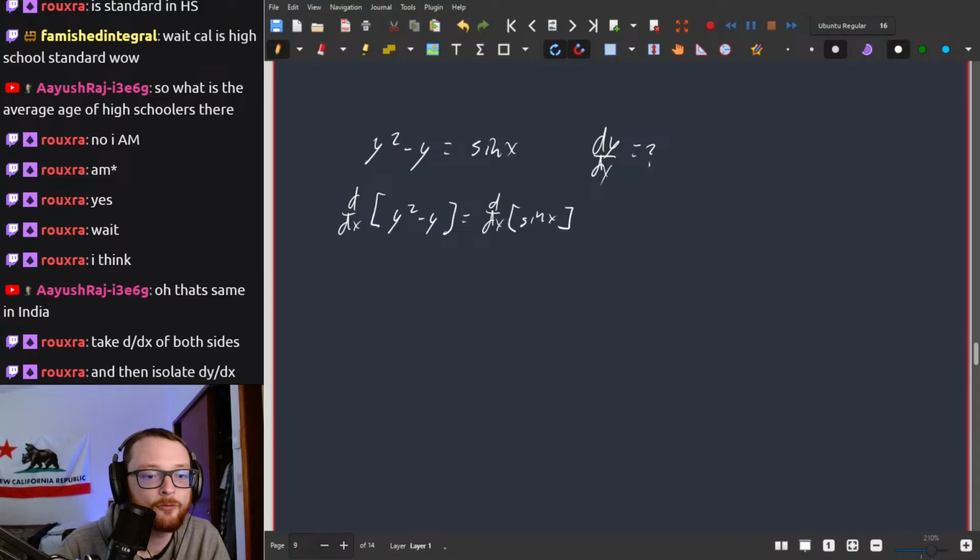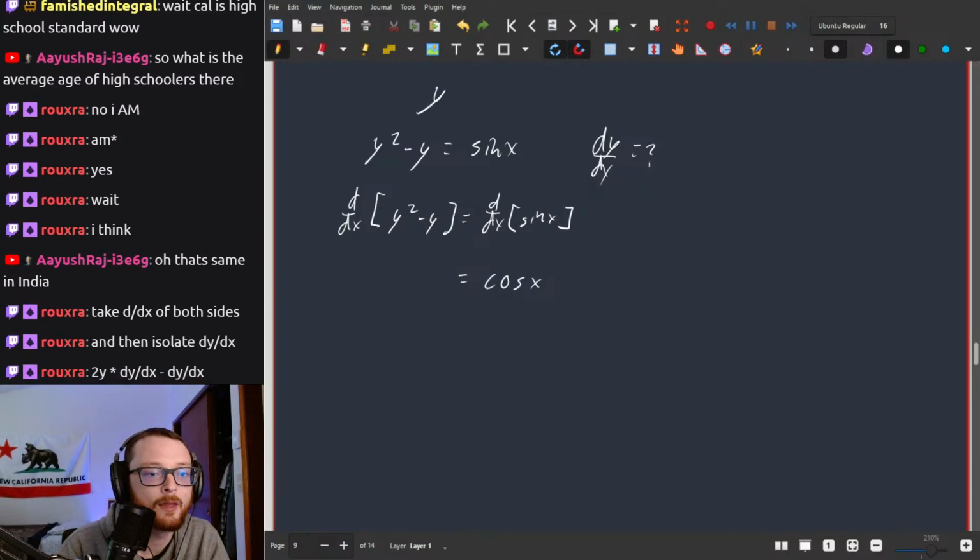And so the right side is just a standard derivative, so we get cosine of x. The left side is a little bit trickier. Y is a function of x. We don't know what it is, but we can think of y as being something involving x's. We don't know exactly what, but we know that y involves x's somewhere inside of it.